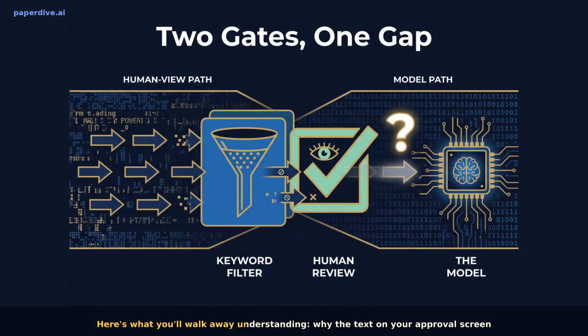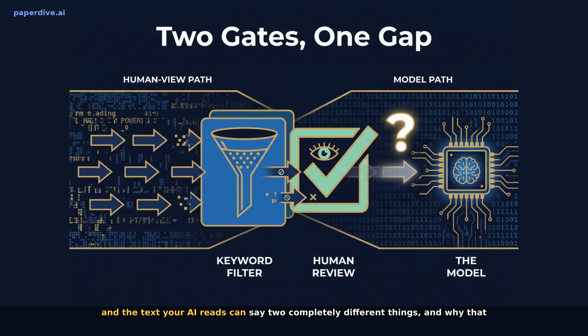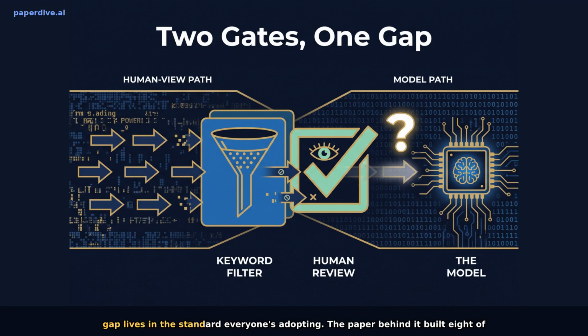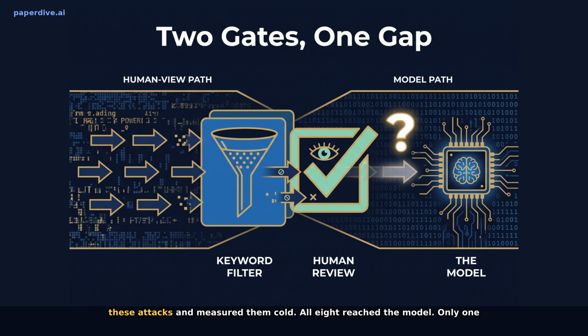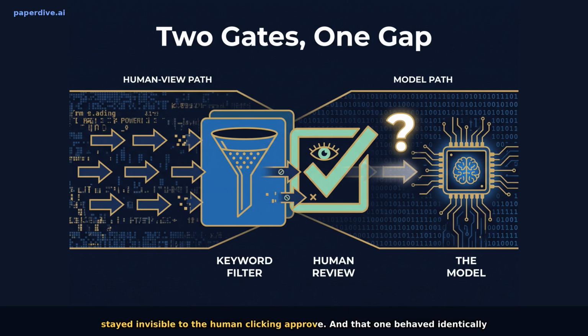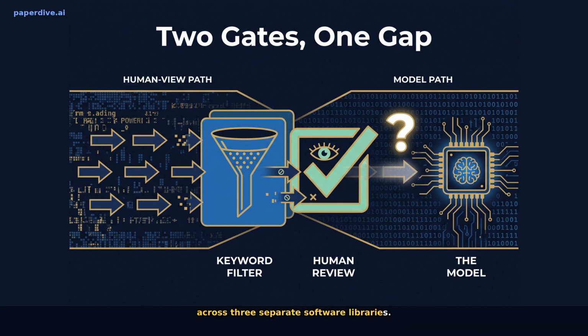Here's what you'll walk away understanding: why the text on your approval screen and the text your AI reads can say 2 completely different things, and why that gap lives in the standard everyone's adopting. The paper behind it built 8 of these attacks and measured them cold. All 8 reached the model. Only one stayed invisible to the human clicking approve. And that one behaved identically across 3 separate software libraries.